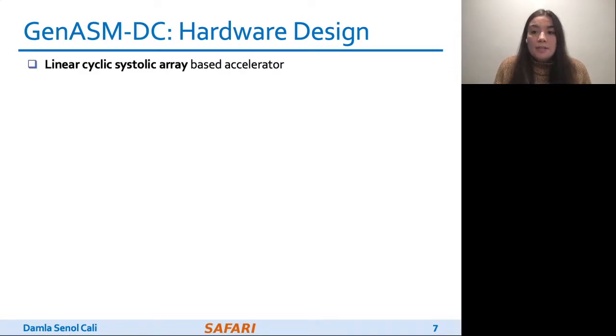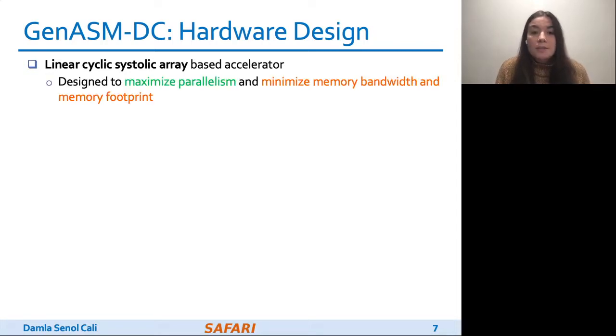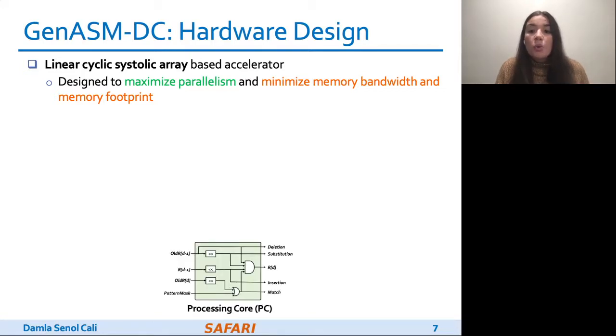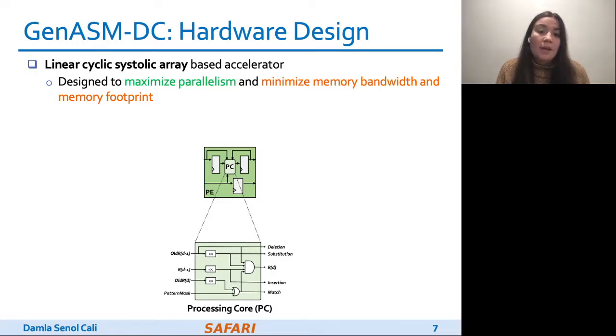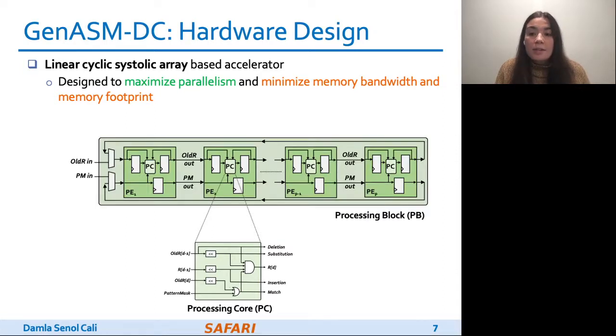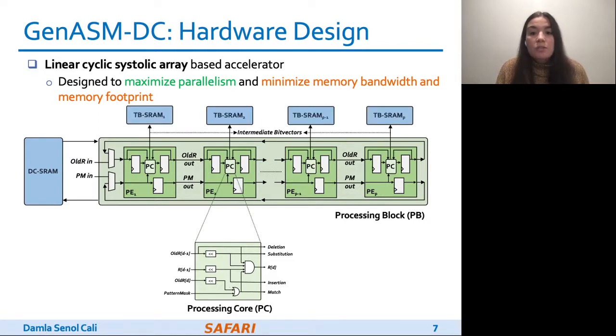We implement GenASM-DC as a linear cyclic systolic array-based accelerator using small and very simple logic components. This design helps us to maximize parallelism and minimize memory bandwidth and memory footprint. So the processing core is the basic compute component which computes the intermediate bit vectors. And when we add the flip-flop based storage logic around the processing core, we define a processing element or PE. Multiple PEs are concatenated to define a processing block. We also have DC-SRAM, which stores the reference text, the pattern bit masks for the query read, and the intermediate data generated from PEs. And we also have TB-SRAMs, which store the intermediate bit vectors generated by each PE of GenASM-DC for later use by GenASM-TB.